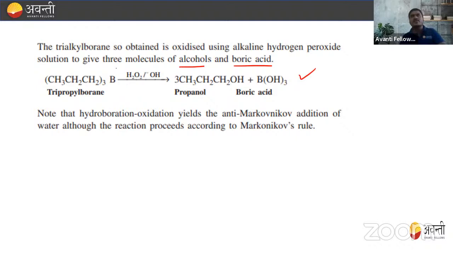So always remember this. In case of a hydroboration reaction, we get the boric acid, right? We get the boric acid. So whenever the tripropyl borane reacts with the hydrogen peroxide and OH, what do they form? They form propanol as well as the boric acid. Now, note here, the important note here. What is the important note here, beta? That is, the hydroboration oxidation gives the anti-Markovnikov addition of water, although the reaction proceeds according to the Markovnikov's rule, right? So this is all about it. I hope this is clear to you.